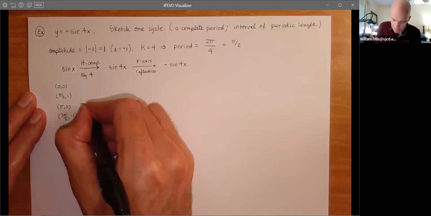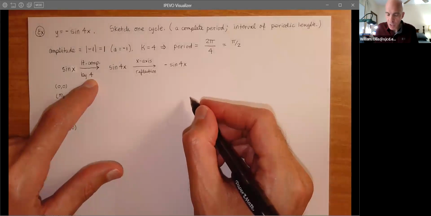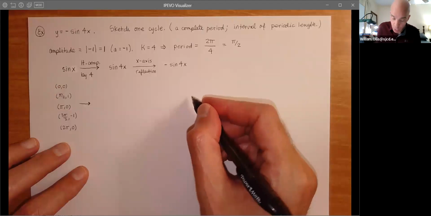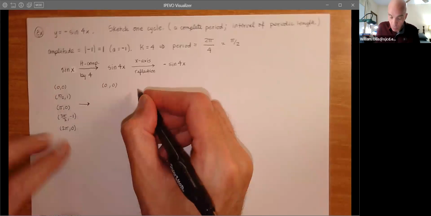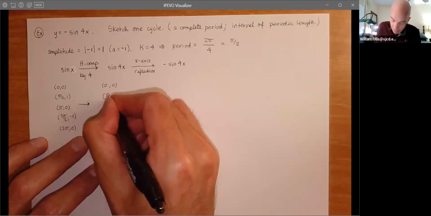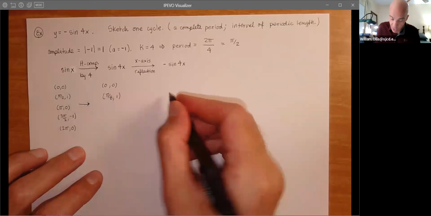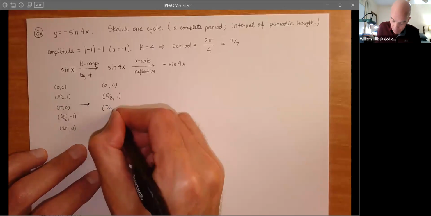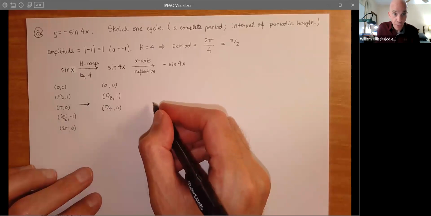So now, look, we do H compression by 4. So that means all of the X coordinates get divided by 4. So let's do that. So we get 0, 0. And then we divide by 4 here. That's going to give us pi over 8. We divide by 4 here. That gives us pi over 4. We divide by 4 here. This gives us 3 pi over 8.